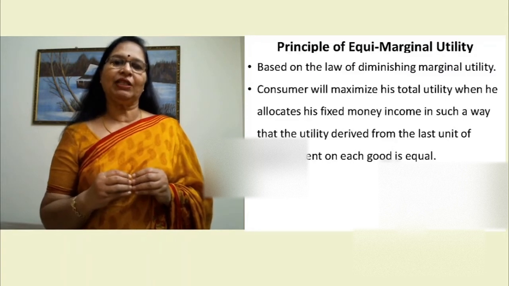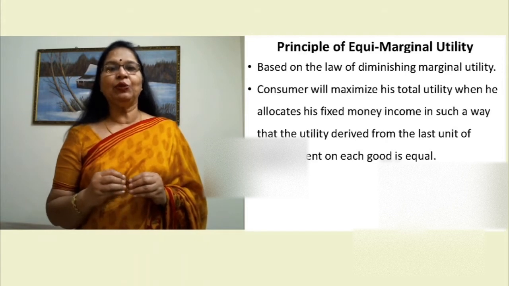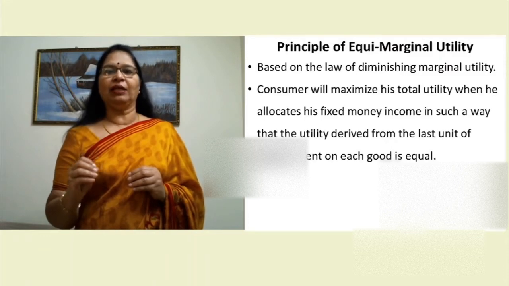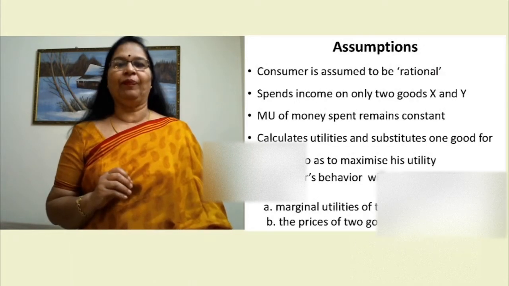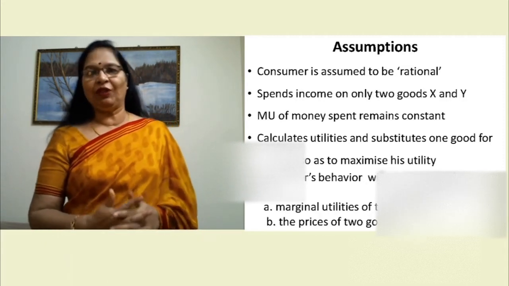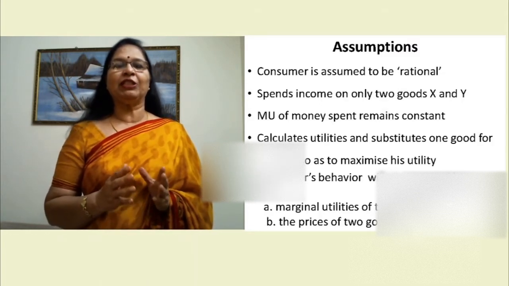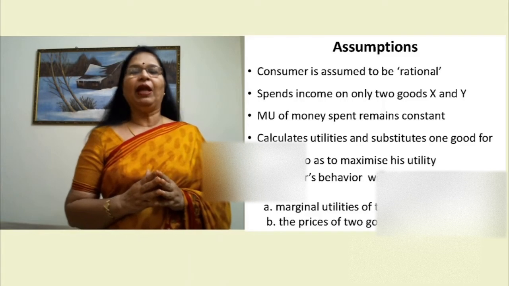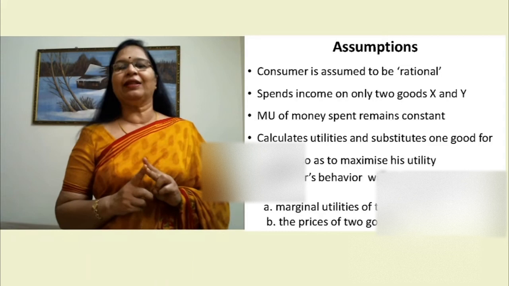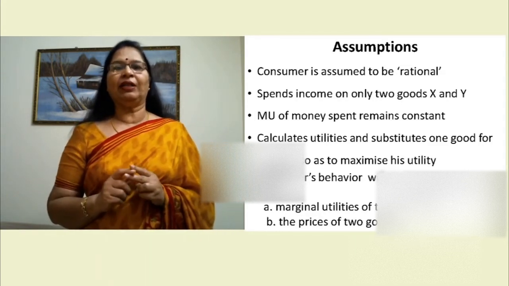Now here what we understand is, the consumer will spend his money income in such a way that the utility derived from the last unit of the money spent on each good is equal. Let's see further. We make certain assumptions. Now I have explained to you why we use assumptions, so let me go straight into them. Here the consumer is expected to be a rational person. And for this study, the consumer spends his income on only two goods, X and Y. Again, a hypothetical example, but that is necessary for us to understand the law.